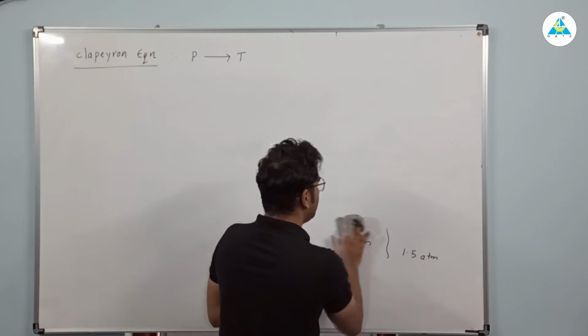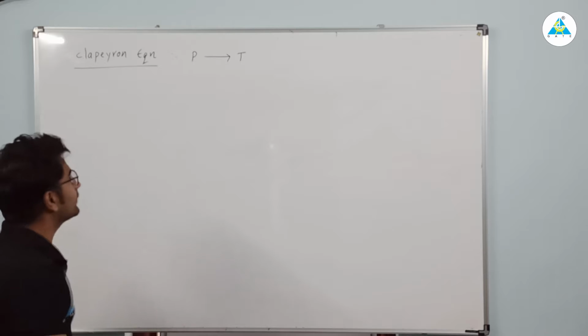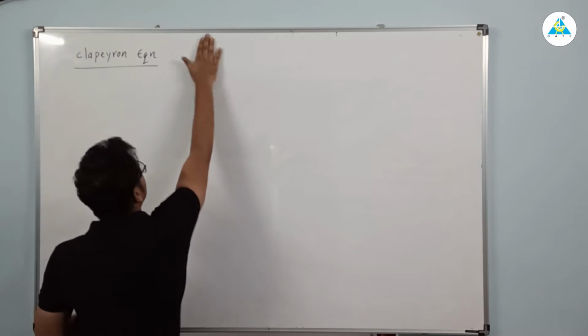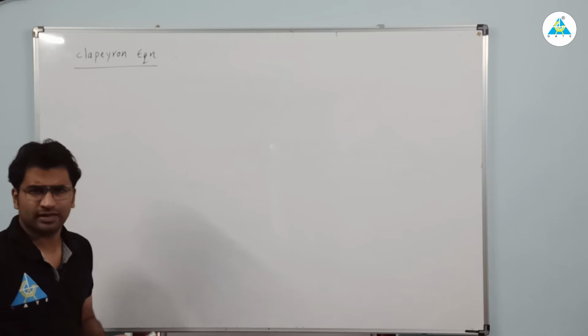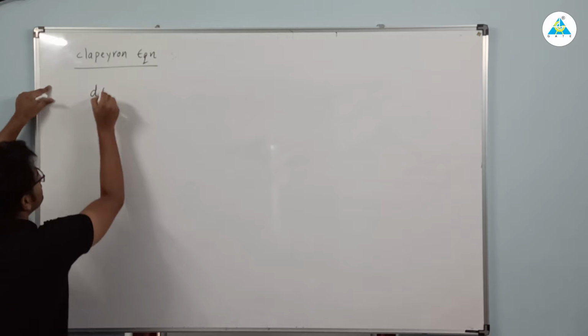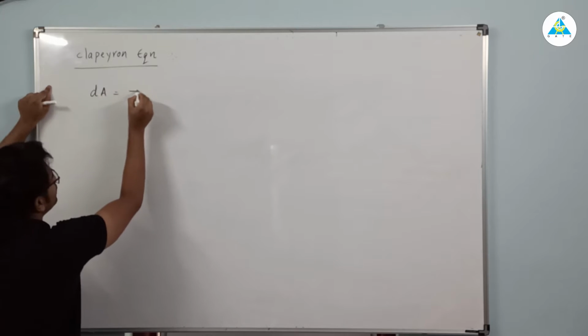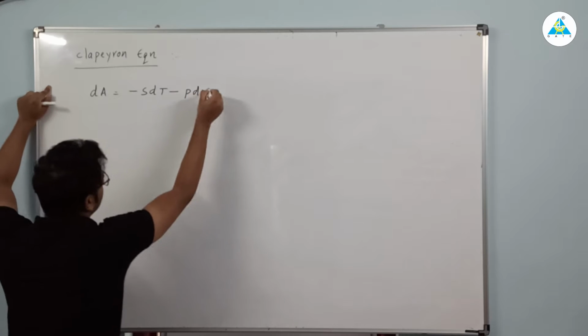So how are we predicting this? That is the question. For finding that, you have a Maxwell relation. Which relation? I'm starting with this. You have this equation: dA equals minus S dT minus P dV.